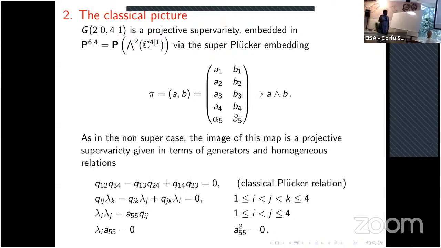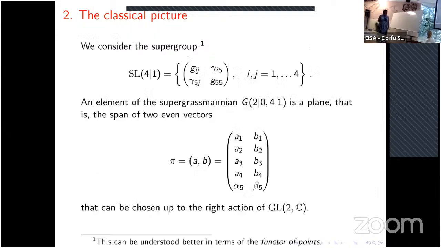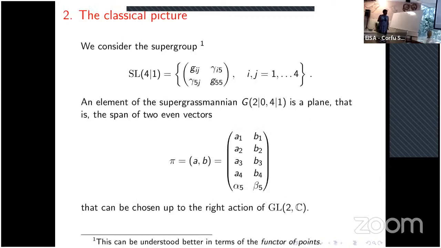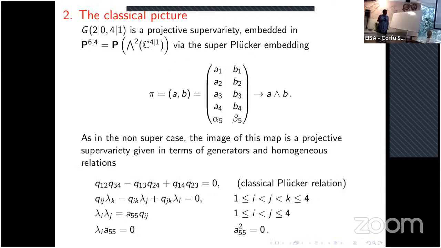Well, we are lucky here because our Grassmannian is a projective supervariety. While all the Grassmannians and all the flags are projective varieties in the non-super case, this is not true in the super case, and only a few particular ones are projective. This one is projective, and I give you here the projective embedding.